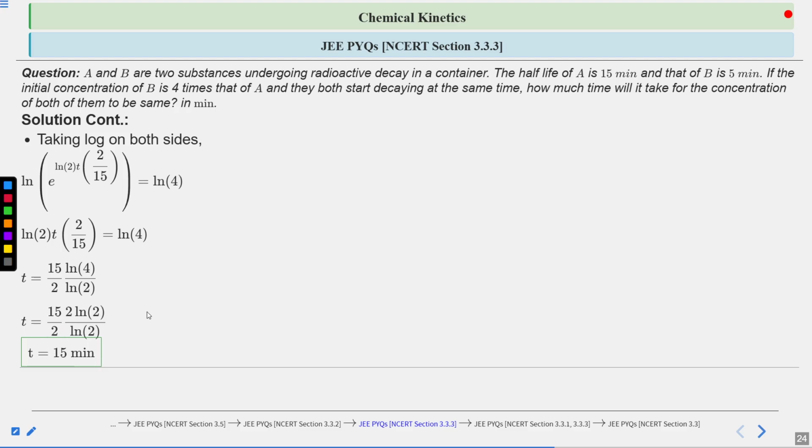Okay, so this question includes some calculation. You have to calculate very carefully, or effectively, to get the correct answer. So t here for this question, the time is going to be equal to 15 minutes.